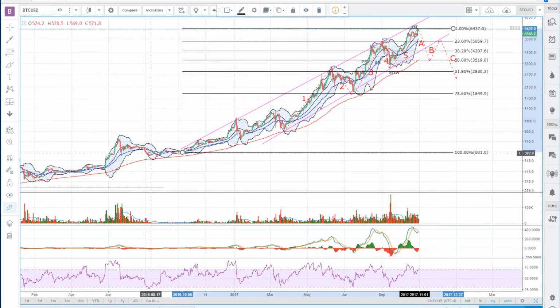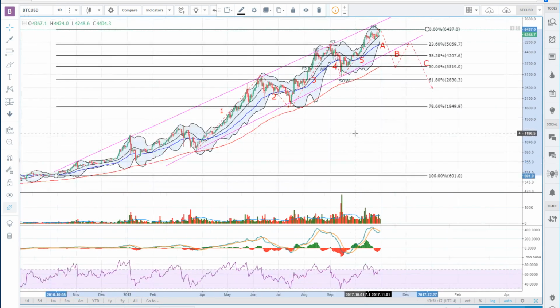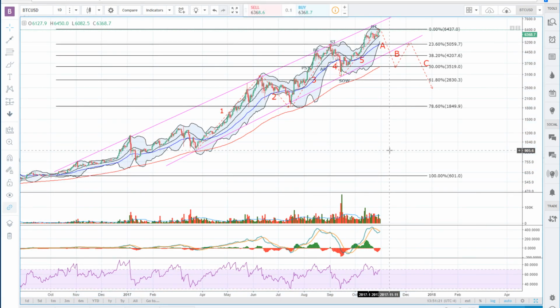This is where the market really started breaking out. So if we look at a macro level and we expect a 50% retracement on a macro level, we can expect to see the 3,500s, which would not surprise me. Wouldn't surprise me one bit. It would have us testing.